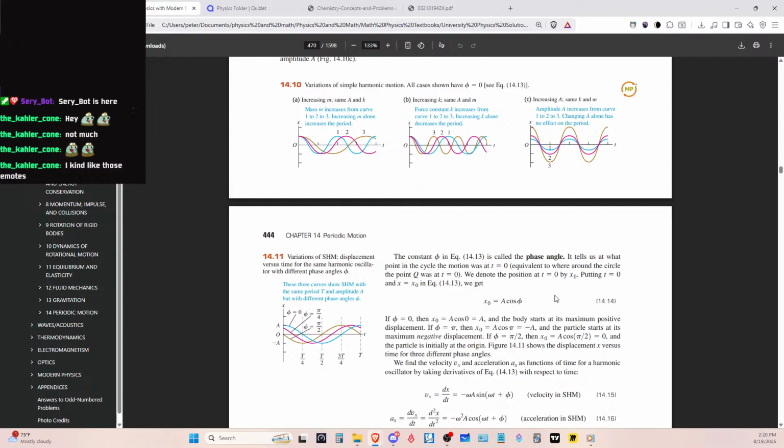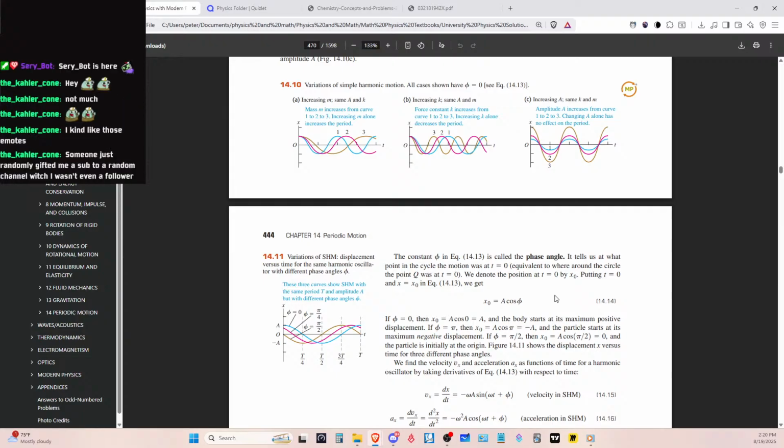I kind of like those emotes. Yeah, they're very cute emotes. So someone just randomly gifted me a sub to a random channel which I wasn't even a follower of. Oh, okay. It's kind of weird how that works. Unless the gift system just randomly gives people gifts, I guess.